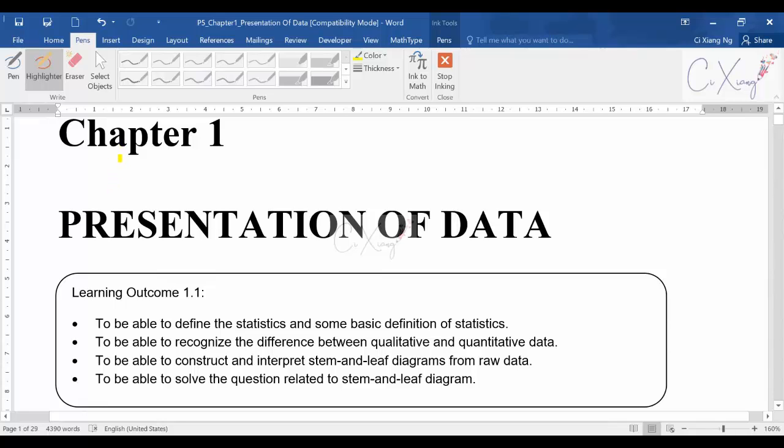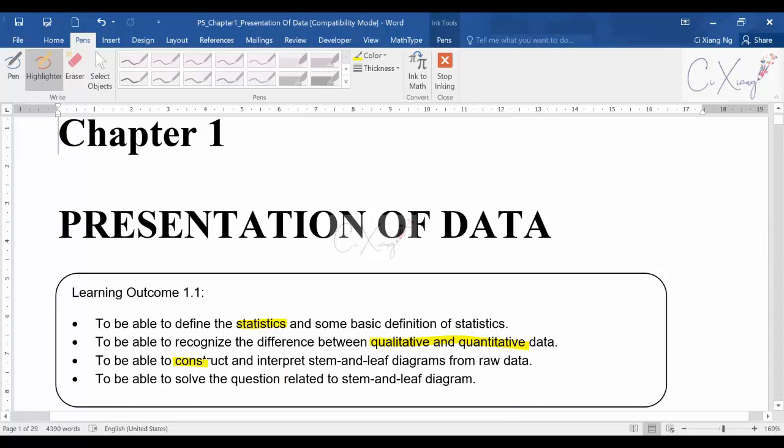Generally for this chapter, maybe after the first few videos, you should be able to define the word statistics and also some basic definitions of statistics. There are some basic important words that you need to know. After that, we'll be able to recognize the difference between qualitative and quantitative data. So you need to understand what is the meaning of qualitative and what is the meaning of quantitative.